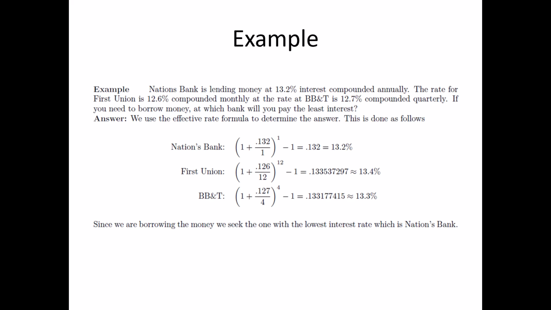And at BB&T, they're offering a 12.7% compounded quarterly. Plugging in those numbers, we have 1 plus 0.127 divided by 4, and we raise that to the 4th power, and then we subtract 1 from that result, and we get about 13.3%.